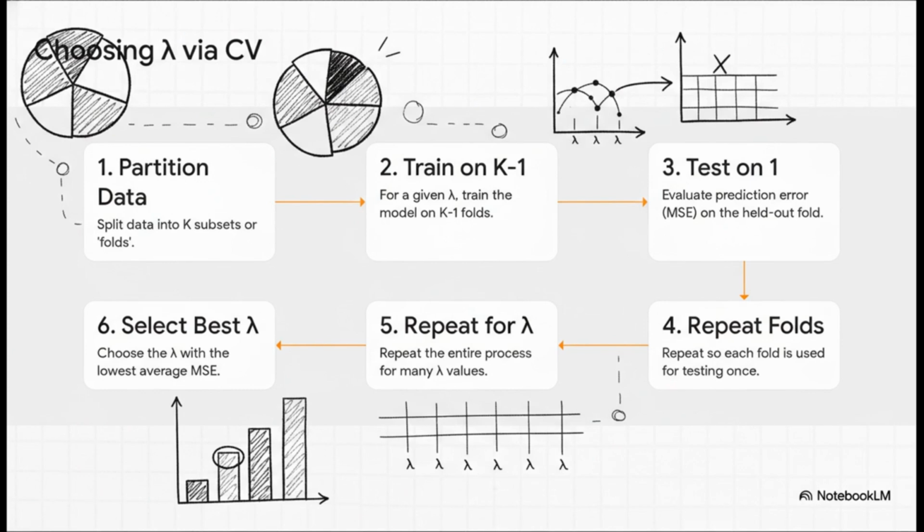Of course, none of this works unless we pick a good value for lambda. And the way we do that is with k-fold cross-validation. It sounds complicated, but the idea is actually pretty simple. You chop your data up into, say, 10 pieces or folds. You train your model on 9 of them and test it on the one you left out. Then you do that again with a different piece left out. You repeat this for a bunch of different lambda values, and at the end, you just pick the lambda that gave you the best average score across all the folds. It's the standard, robust way to get this done.